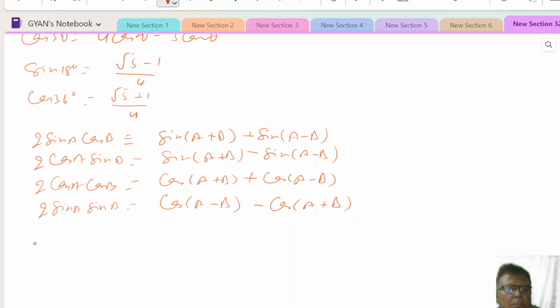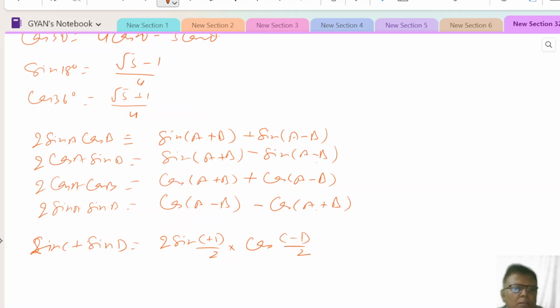Now we have also found the sin C plus sin D formula. Sin C plus sin D formula is 2 sin (C plus D) by 2 into cos (C minus D) by 2, and sin C minus sin D formula is equal to 2 cos (C plus D) by 2 into sin (C minus D) by 2.